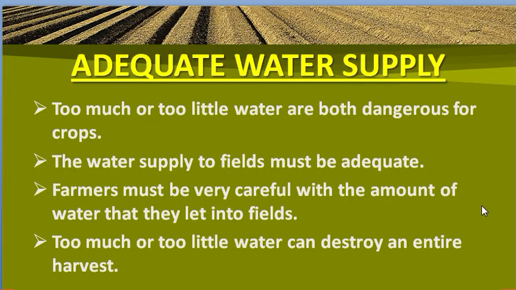Next one is adequate water supply. Too much or too little water are both dangerous for the crops. The water supply to fields must be adequate. Farmers must be very careful with the amount of water that they let into fields. Too much or too little water can destroy an entire harvest.